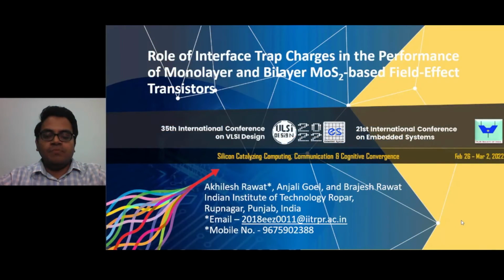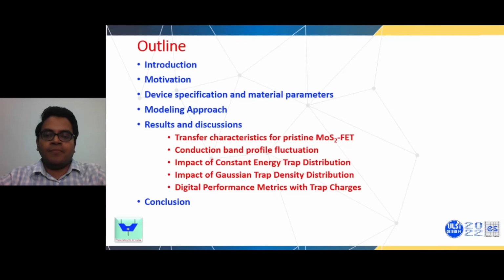Hello everyone, myself Akhilesh Rawat, a research scholar from the Indian Institute of Technology, Ropar. I'm going to present my work titled Role of Interface Trap Charges in the Performance of Monolayer and Bilayer MoS2 based Field Effect Transistors. Here is the outline for the presentation.